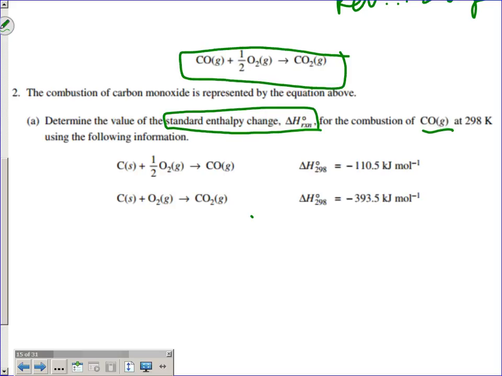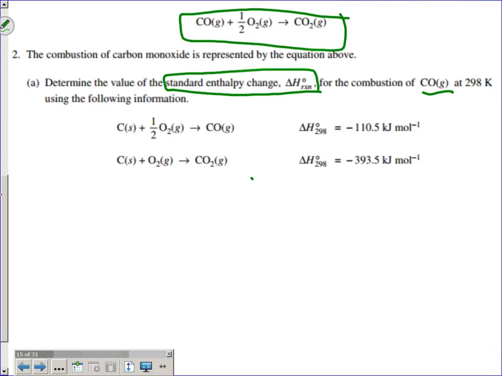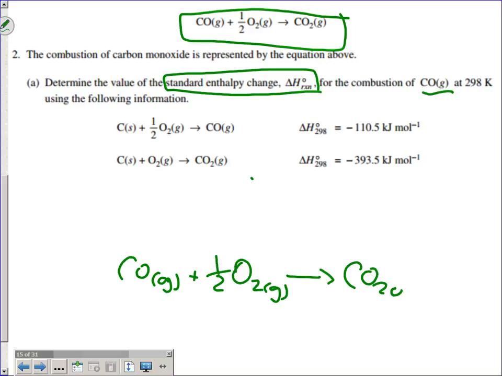But you want this. So I'm going to write that at the bottom of my screen here: CO gas plus half an oxygen gas yields CO2 gas. And that's what I want my two reactions to add up to. What you can see is that carbon dioxide is on the product side in this one too, so this is oriented in the right direction.